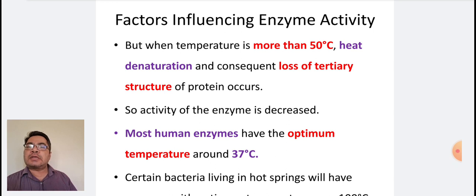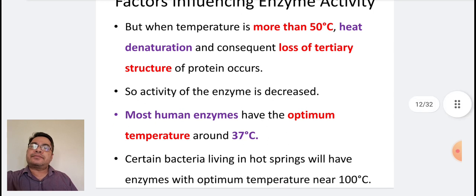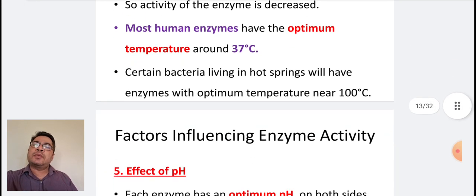Most human enzymes have the optimum temperature of around 37 degrees centigrade. Certain bacteria living in hot springs will have enzymes with optimum temperature nearing 100.